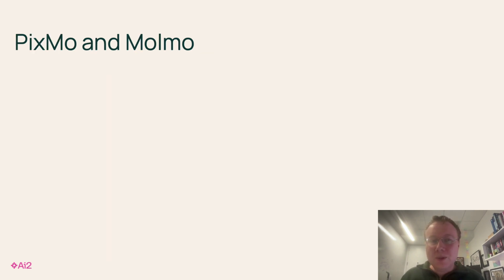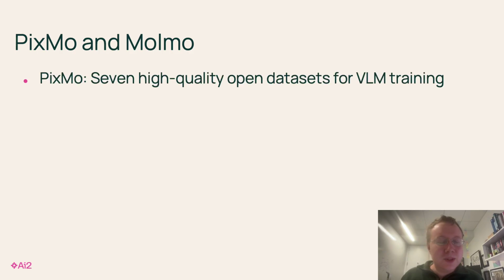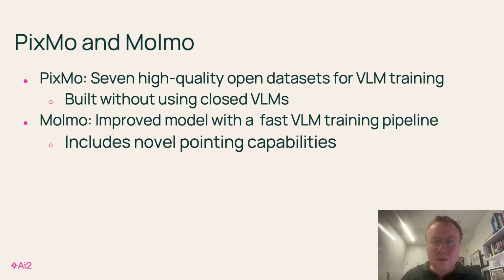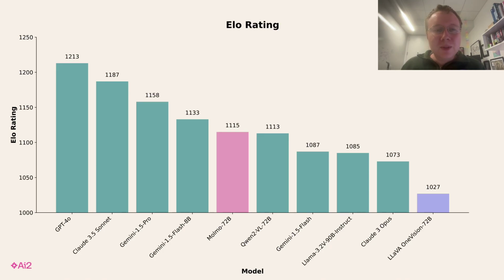So PixMo and Molmo are our solution to this. PixMo is a set of high-quality VLM datasets for training. Notably, we built this without using any proprietary VLMs, so the entire pipeline is transparent. And then Molmo is our model trained on top of these datasets. It includes some new modeling tricks, and it also has some novel pointing capabilities that I demoed earlier. And then to cut to the chase, Molmo is a huge advance on the previous best open data model, and it's sort of in the middle of the pack of these closed data models, so a big step up in what you can do with open data in vision language modeling.